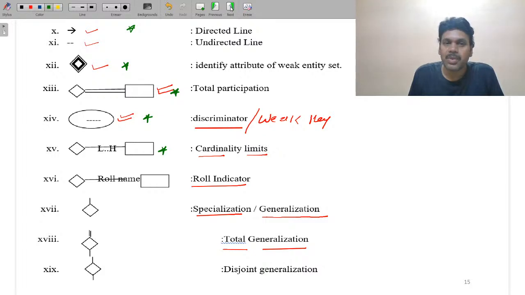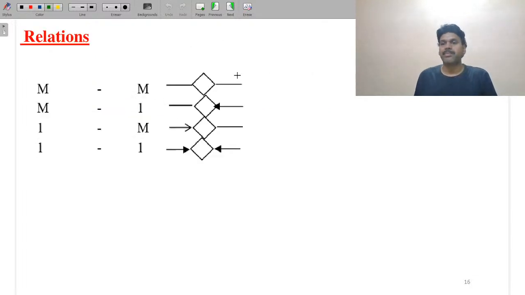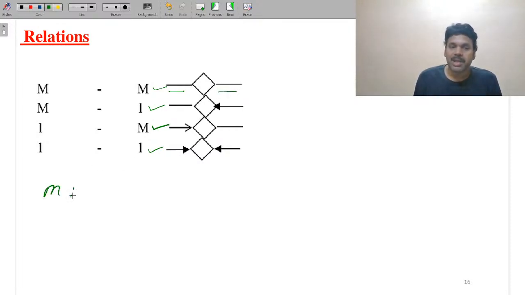So now let us go to another page. What relations are there in that? The ER model also supports all kinds of relationships, like the relational model. You can have M is to M, M is to 1, 1 is to M, and 1 is to 1. This is the representation of M is to M. M is nothing but a straight line, and 1 is nothing but an arrow. So whenever there is an arrow, you can say that it is a 1. A straight line means it is M.